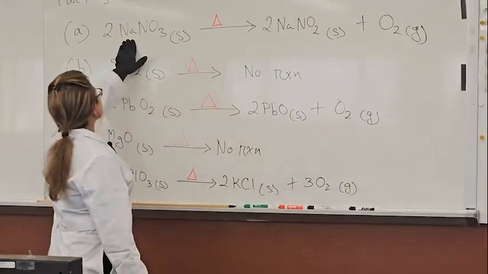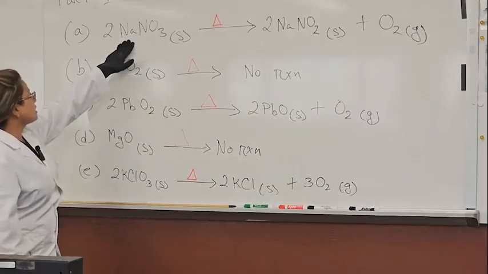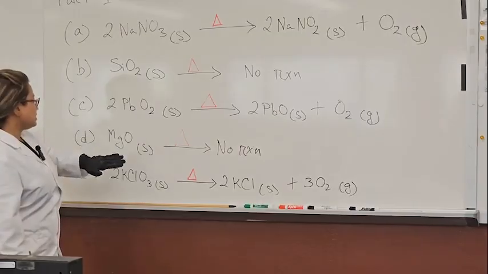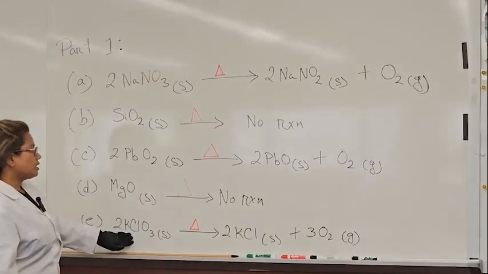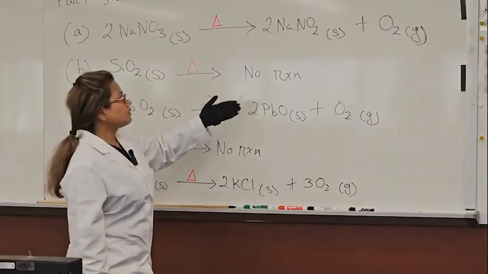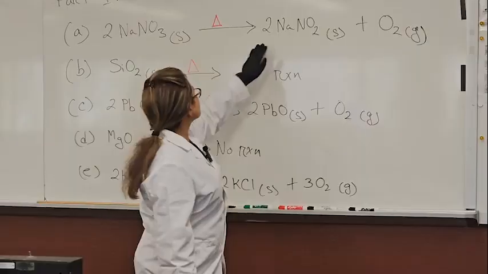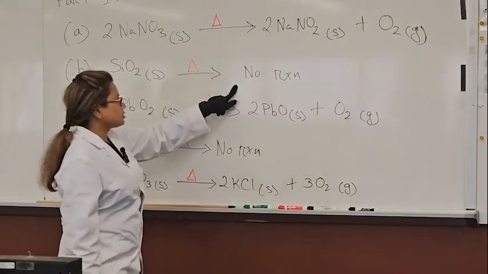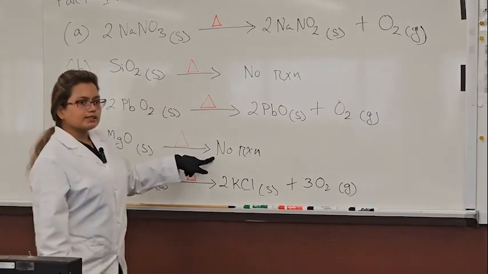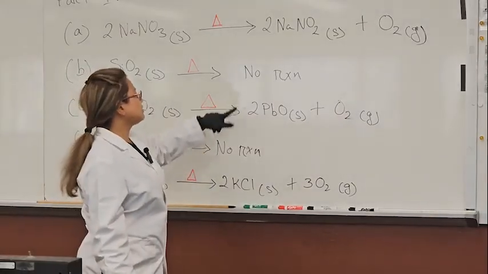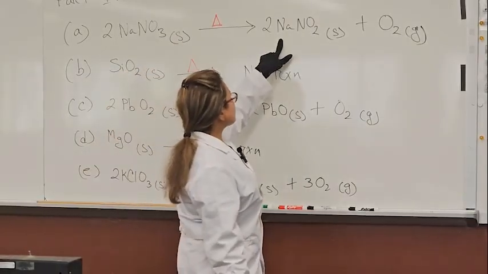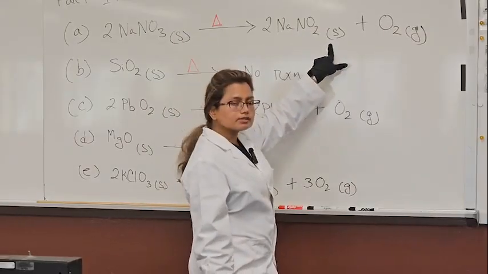Later we will work with sodium nitrate, silicon dioxide, lead(IV) oxide, magnesium oxide, and potassium chloride. We are going to heat all these complex compounds, and after that we will get different compounds. Not all of them will react. For silicon dioxide and magnesium oxide, we will not see any reactions after heating.